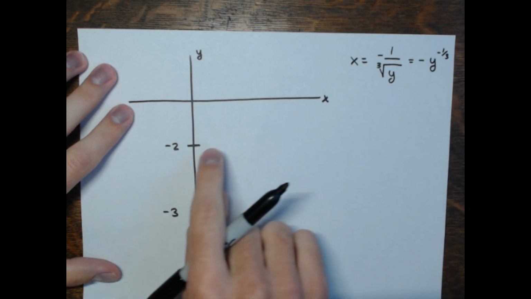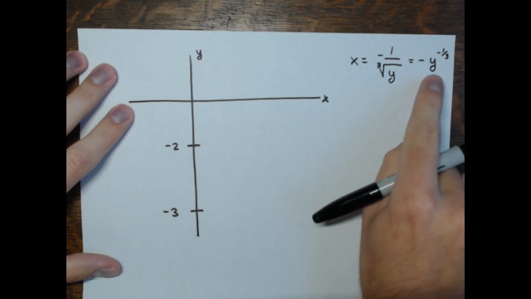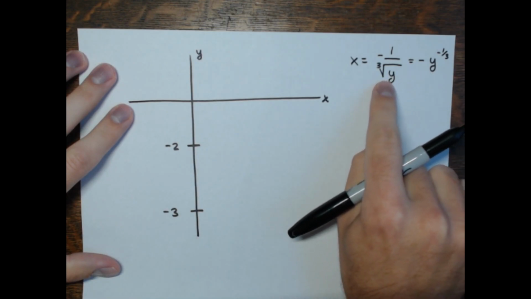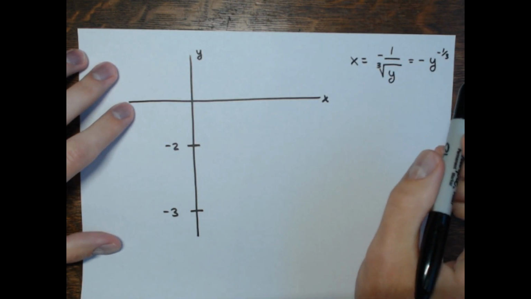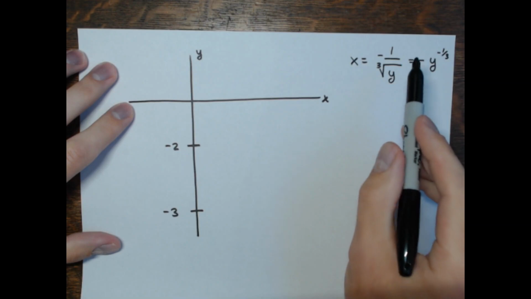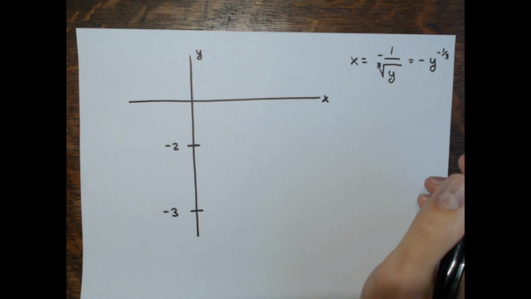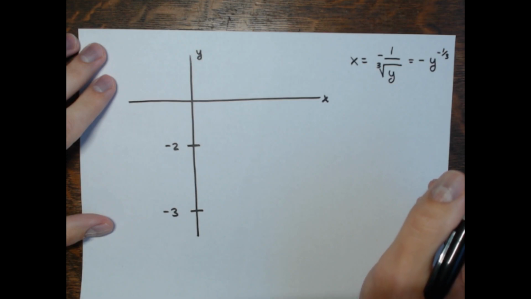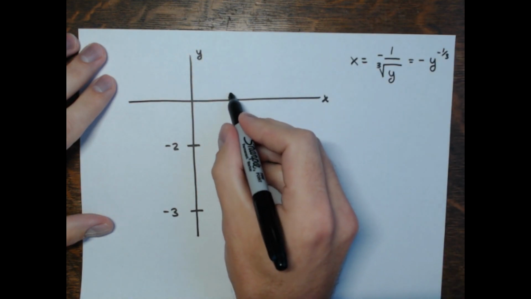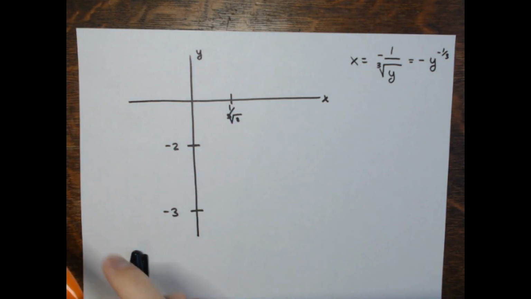Okay, now plugging in -2 for y here. Now this will be a positive x value, and +1 over the cube root of 2. This will be a little less than a half. Let's say there's 1 over the cube root of 2 here. So I got this point.